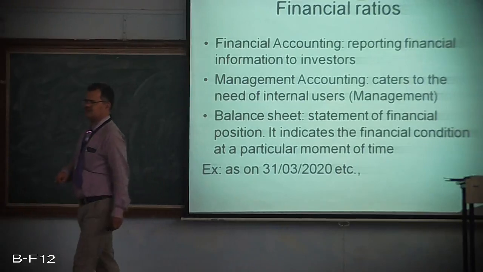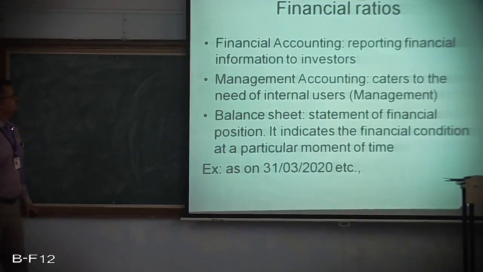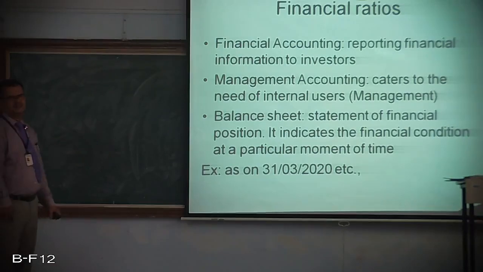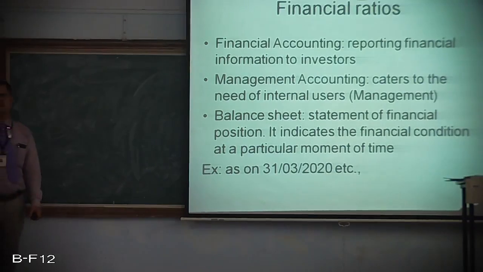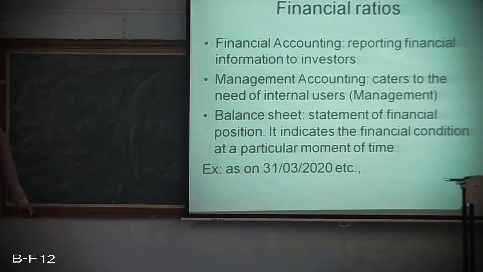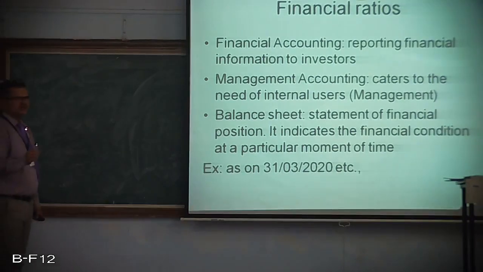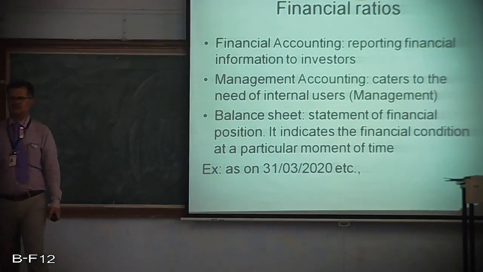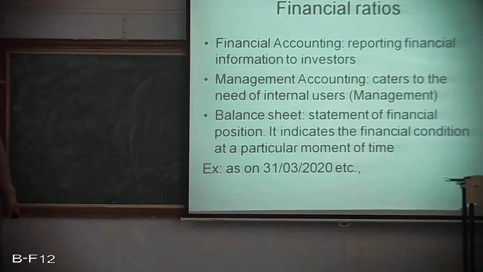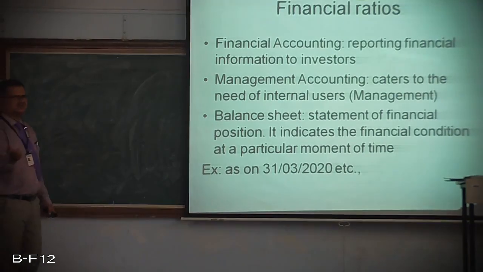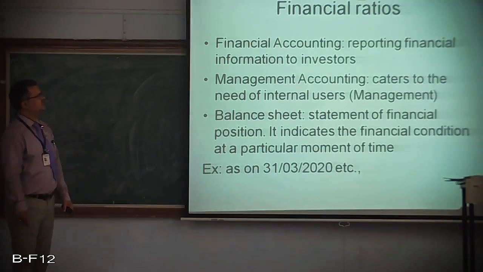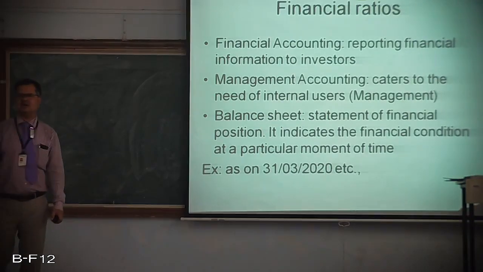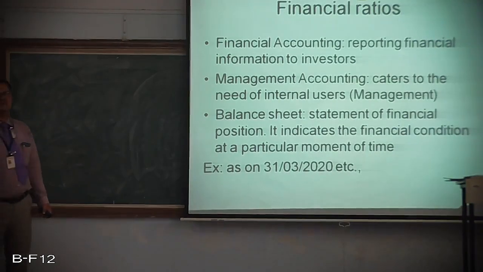There are two accounting systems. One is financial accounting, the second is management accounting. Financial accounting is reporting the financial information to investors. There are so many people who are going to invest in the organization; they are also called stakeholders. That is the stock shareholders, or the people who purchase the bonds or debentures. Those people are called investors. So financial accounting, basically, is reporting the financial information for all these stakeholders.